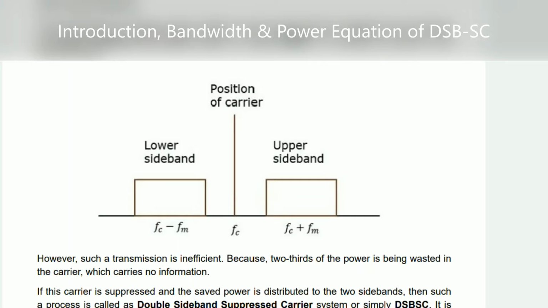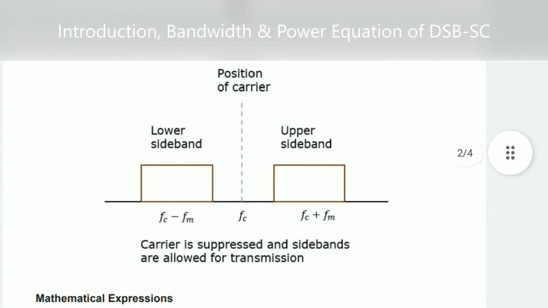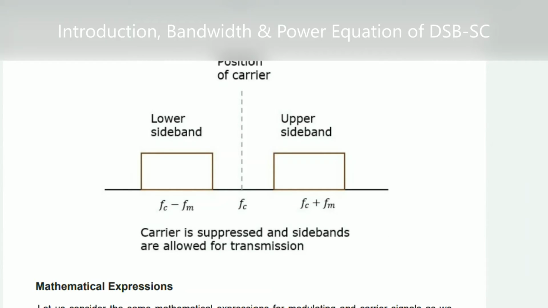So what can we do in double sideband suppressed carrier? See this figure. From the figure we can see that the carrier is suppressed and the sidebands, that is LSB and USB, are allowed for the transmission.